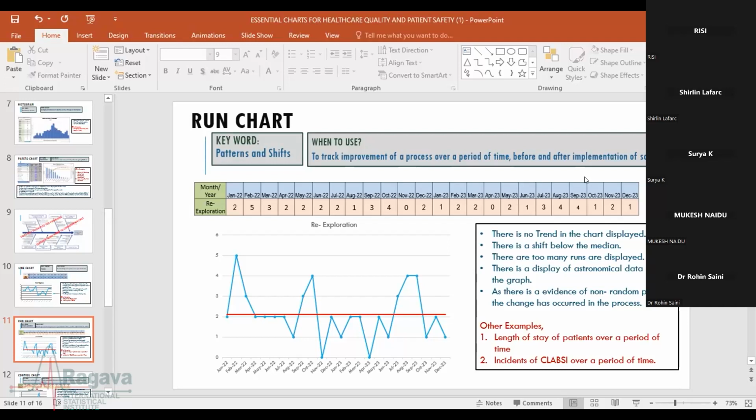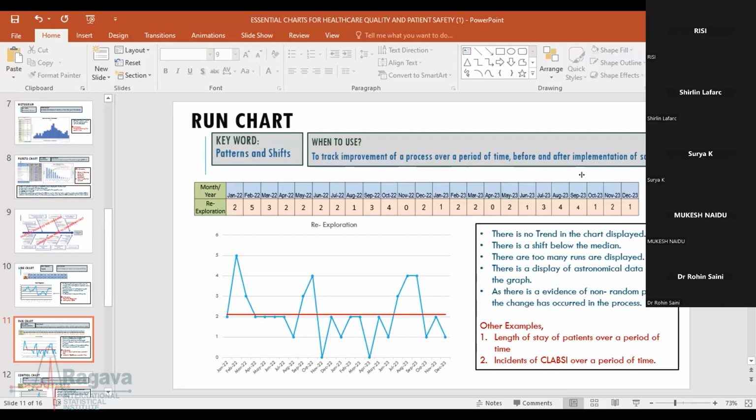In this chart, there is no trend, and there is a shift below the median which we are able to see. There are also too many runs, running through the median. I'm able to see one astronomical point in the graph too. As there is evidence of a non-random pattern, a change has occurred, and the change is not consistent. That is what I'm able to see from this run chart.